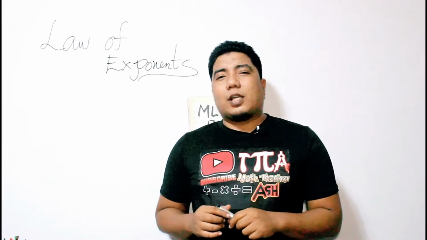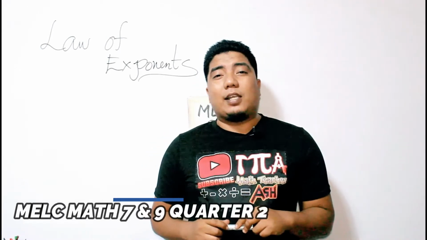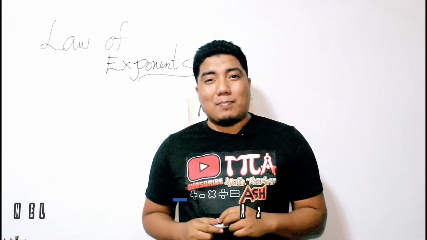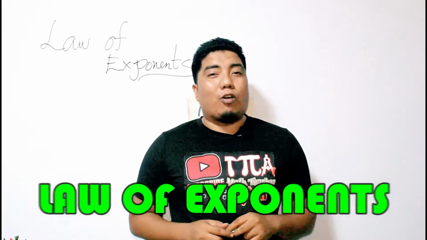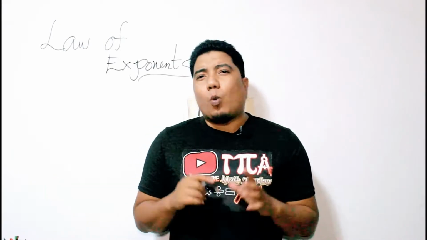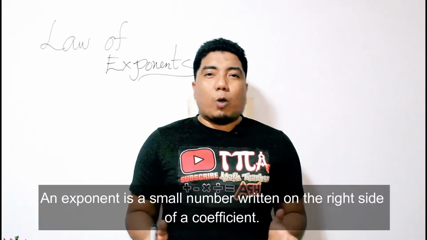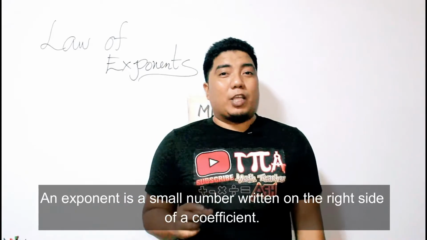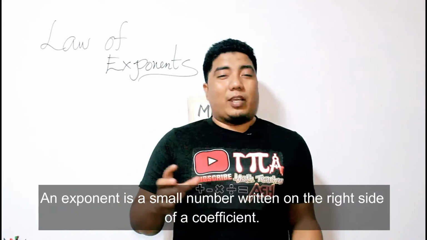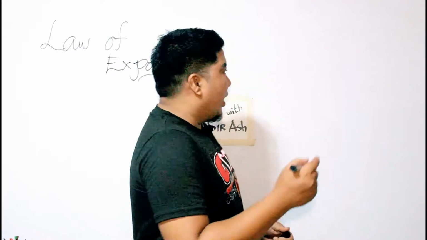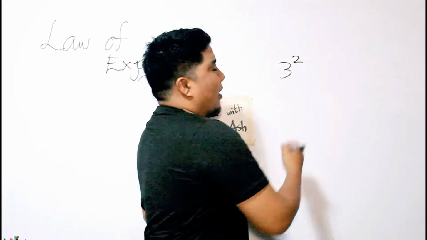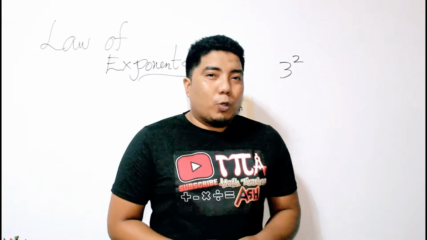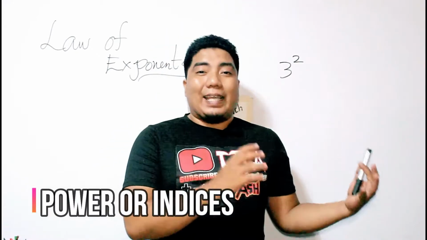Today, we're going to discuss the most essential learning competency-based lesson for quarter 2 of grade 7 as well as grade 9 mathematics, which is all about the law of exponents. Question is, what is an exponent? An exponent is the small number that is lifted from a given expression, variable, constant, or any number. Example, if we have this given, the exponent is the little number here, the 2. Exponent is also known as the power or the indices.